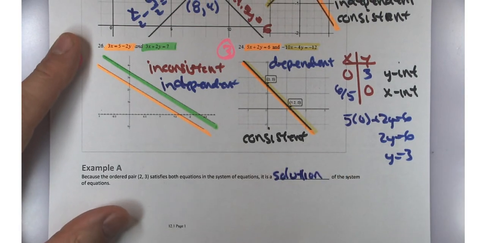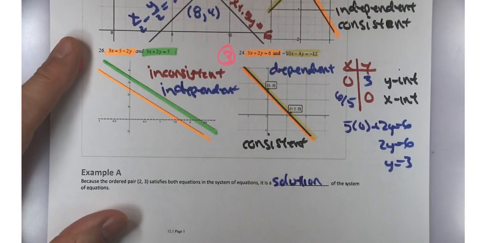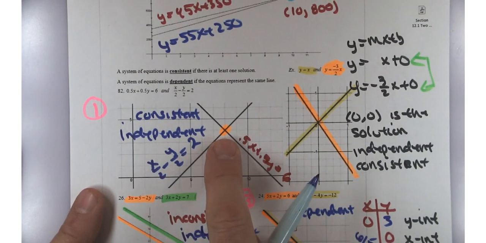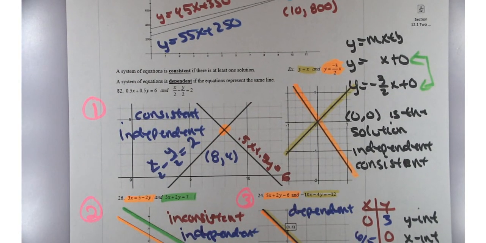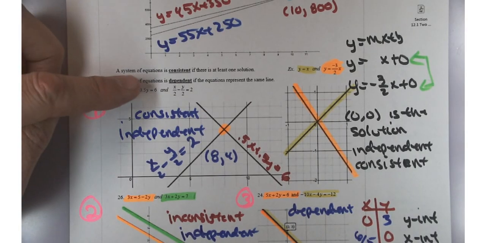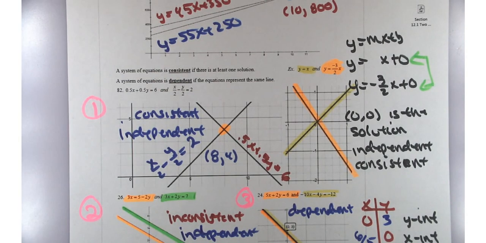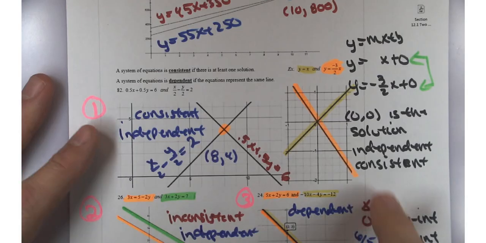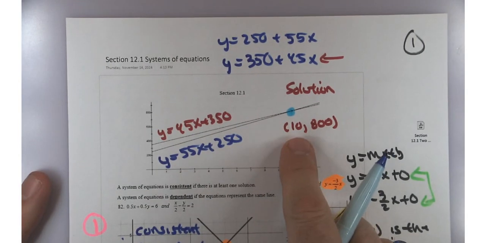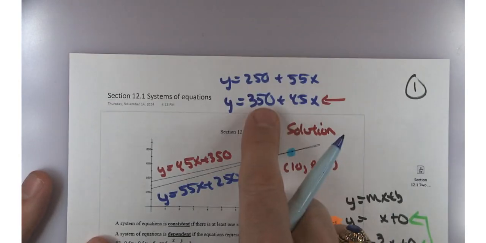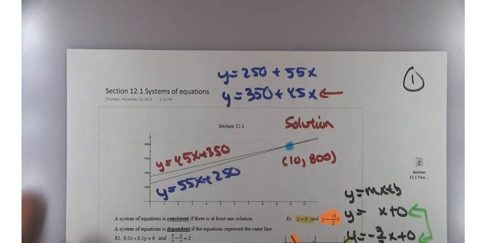In fact, what you could do if you wanted to would be to take this point here, (8, 4), and plug it into both equations and see that it works. Likewise, you could take the point (10, 800) and put it in here, and again find that it works in both of them. So that's our solution to our system of equations.